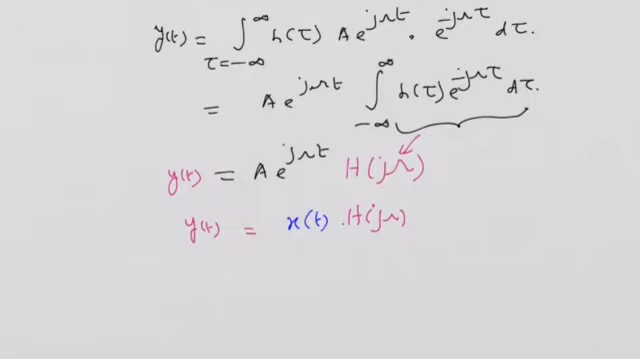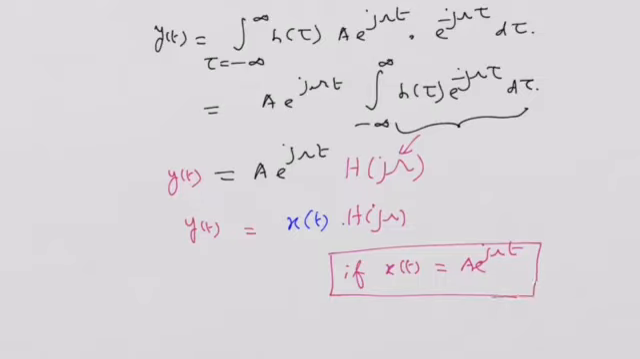So, if a complex sinusoidal signal is given as an input signal to an LTI CT system, that is, if x of t is equal to A e power j omega t is given as input to the LTI system, the output is also a complex sinusoidal signal of the same frequency modified by H of j omega.